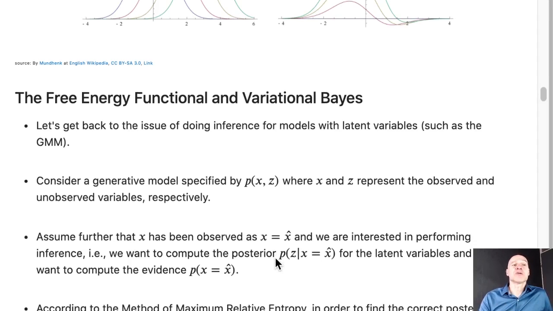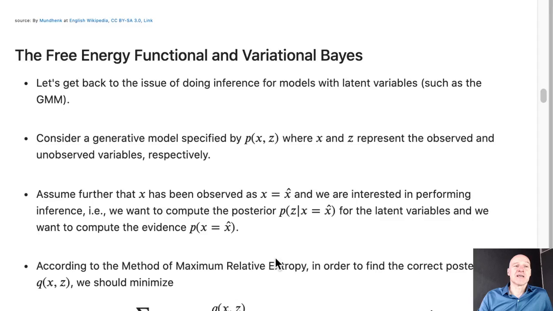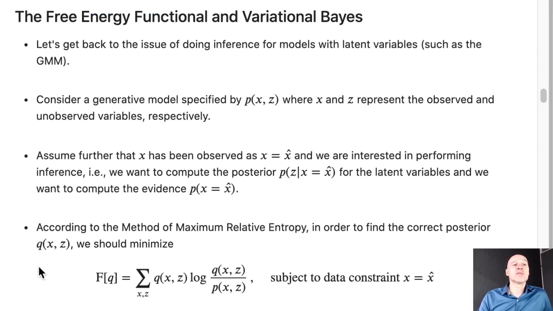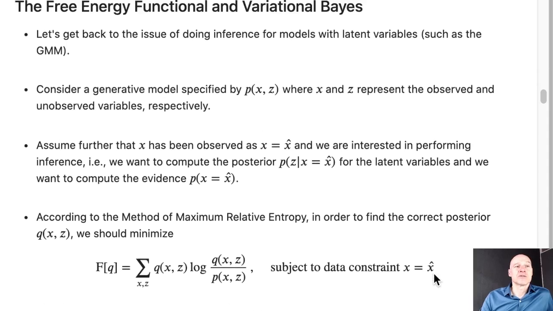Now the principle or the method of maximum relative entropy says what you want to do is minimize this function here. This is the free energy functional with respect to Q. And I've written it out here. This is the generative model. This is the posterior. So this is sort of the prior now, and this is the posterior. And what are my constraints? Well, I have a data constraint: X is observed at X hat.